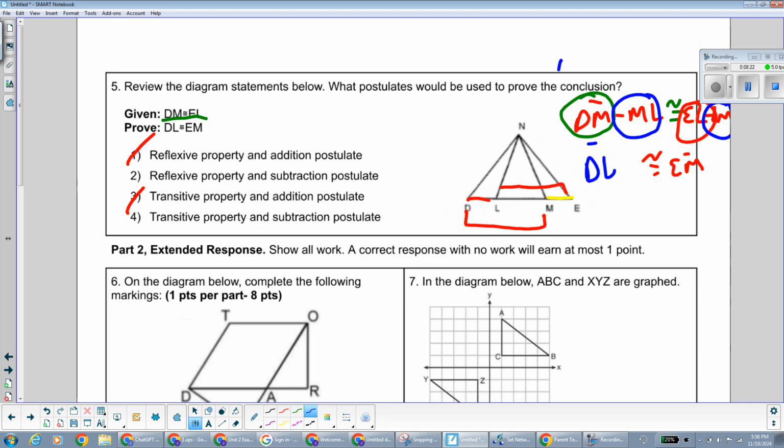If we were writing a proof, before we could do subtraction, we would need to say that ML is congruent to LM by reflexive property. So we have answer choice number 2.